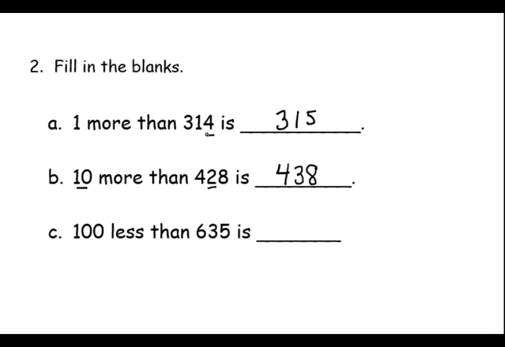And 100 less than 635 means that I would cross off one of the disks in my hundreds place. That would leave me with 5 hundreds, still have 3 tens and 5 ones, so 100 less than 635 is 535.